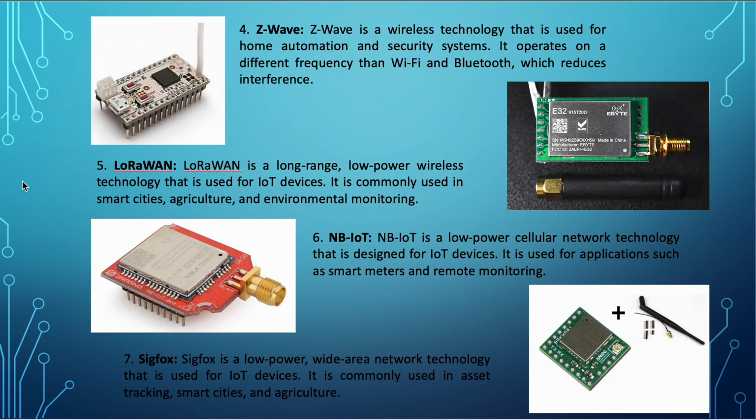So then again, Z-Wave is a wireless technology that is used for home automation and security systems. It operates on a different frequency than Wi-Fi and Bluetooth, which reduces interference. Now you can see in that definition we use something called Z-Wave, and why do we use it? It works in a different frequency, so the interference of Wi-Fi and Bluetooth is not there.